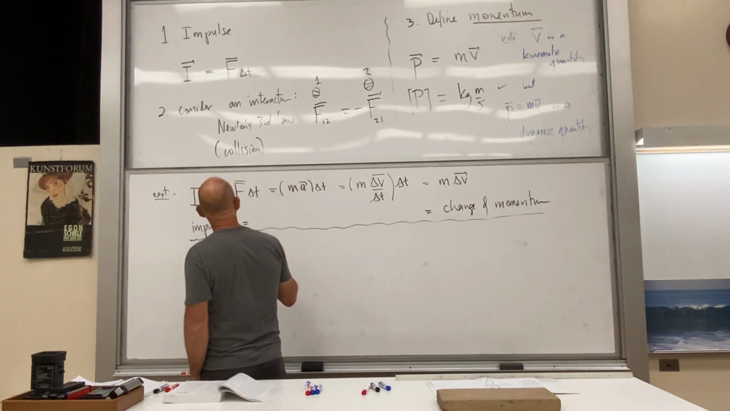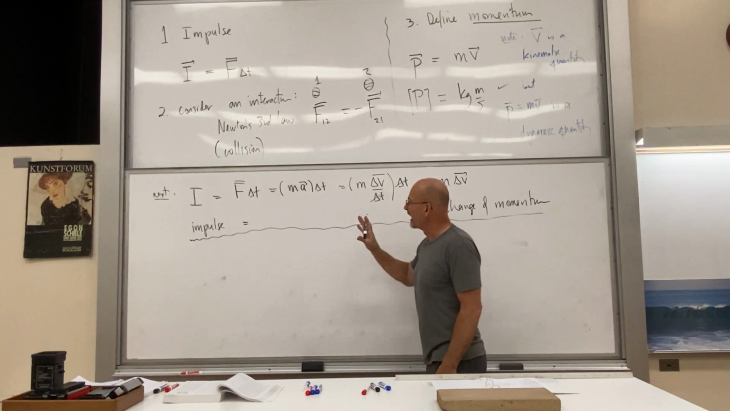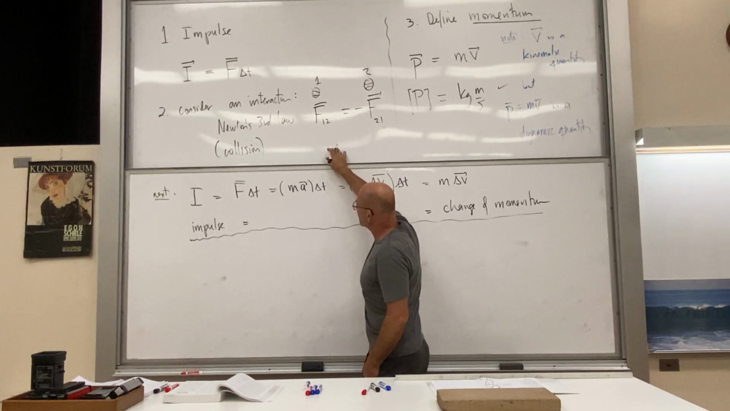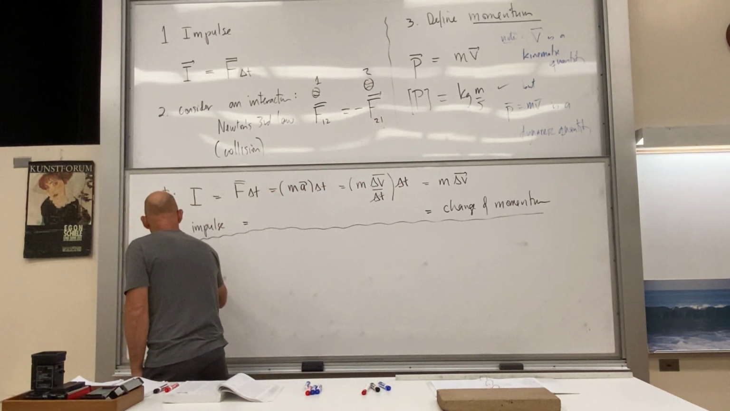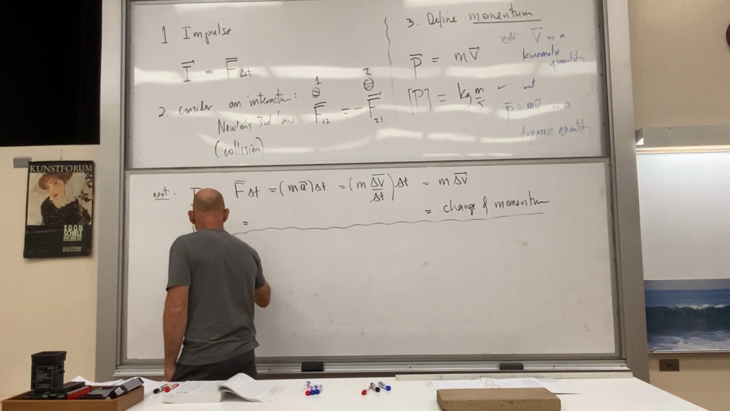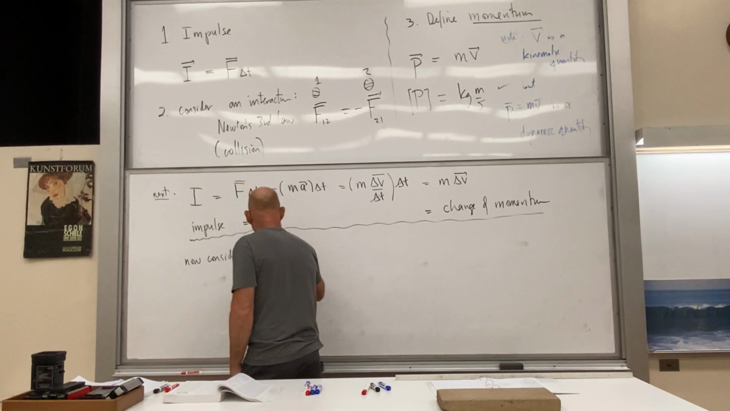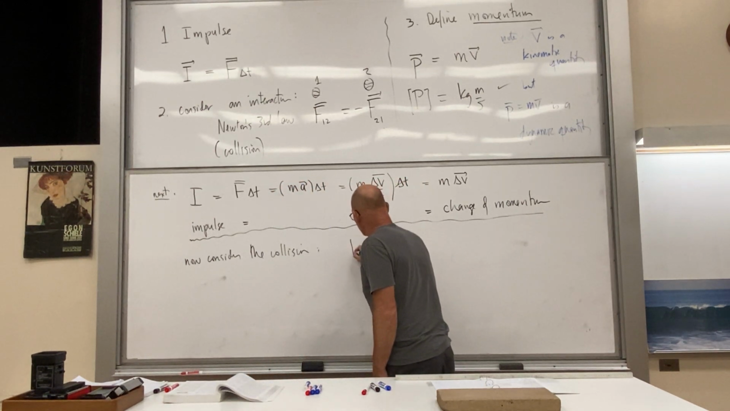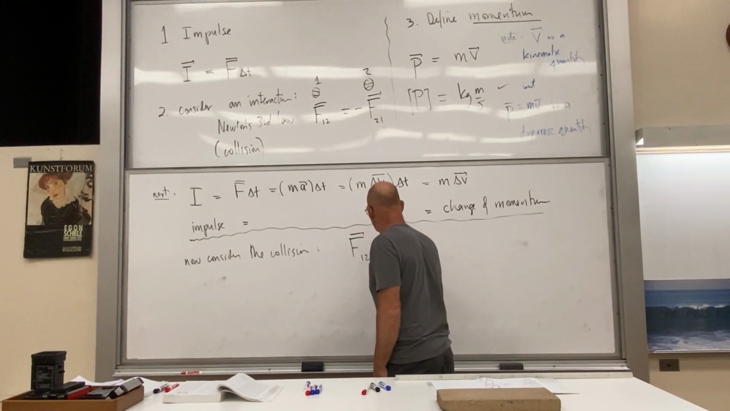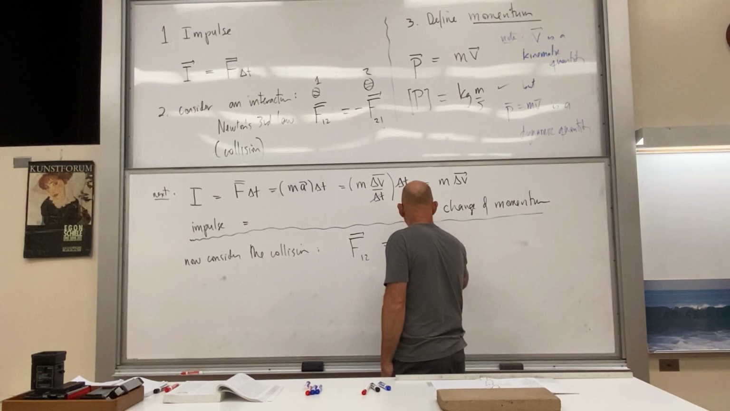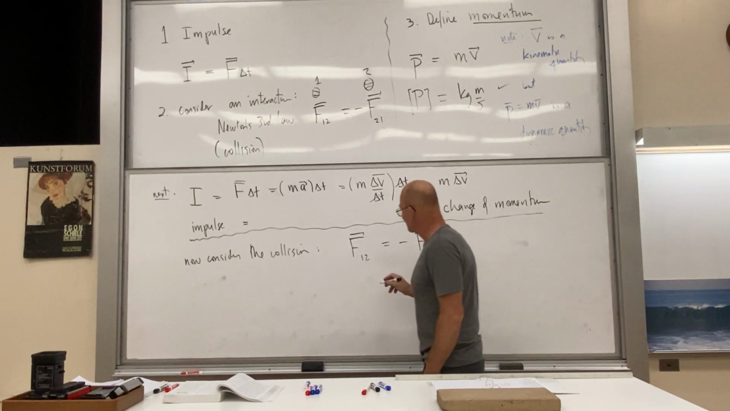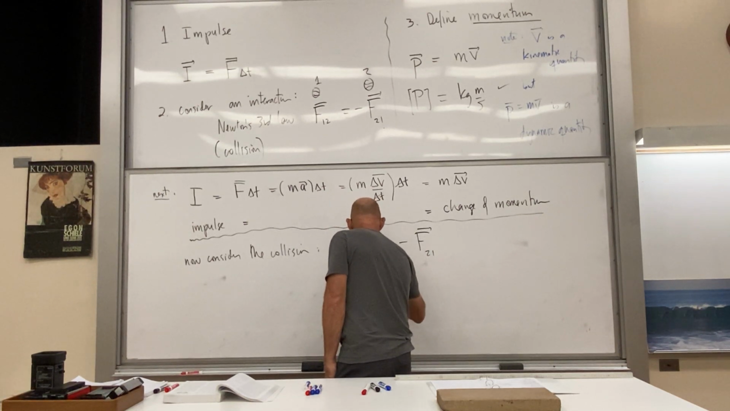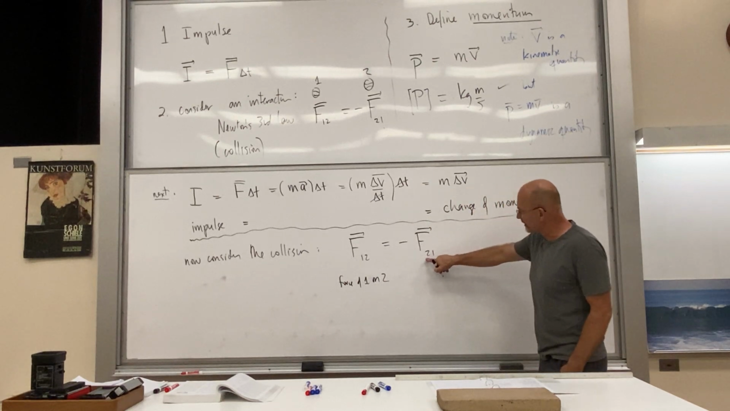I'm going to end with, this is going to be a shorter lecture, I'm going to end with the evaluation of this point 2 here. So now consider the collision, and we have plenty of room here, so we'll write out F12 equals minus F21. Okay. And we'll say that this is the force of object 1 on object 2, and this is force of object 2 on object 1.